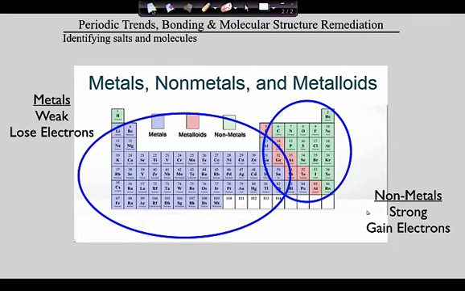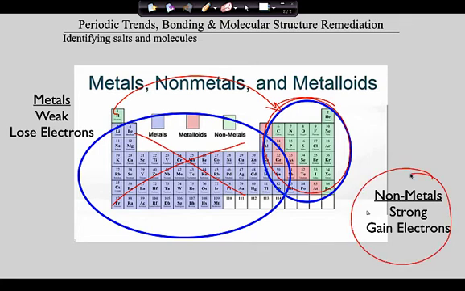So now let's talk about nonmetal reactions. Now we are done talking about the metals, and let's focus on the nonmetals, including hydrogen. So when two nonmetals get together, remember that nonmetals are strong and they tend to gain electrons. Well, when you get two nonmetals together, they start pulling on each other's electrons, but because they are both strong, neither one is able to steal from the other, and these atoms end up sharing.